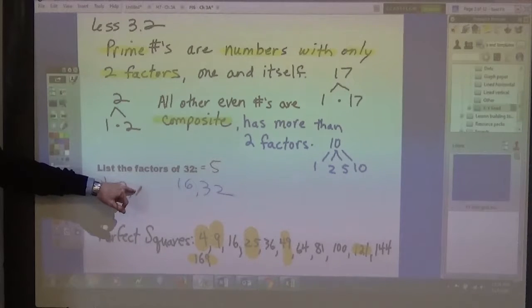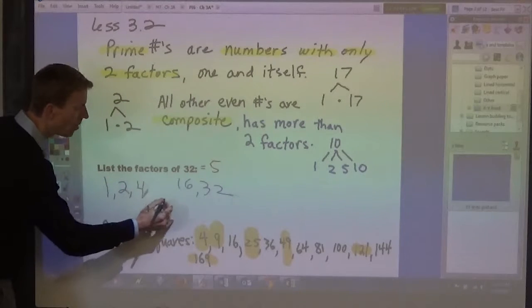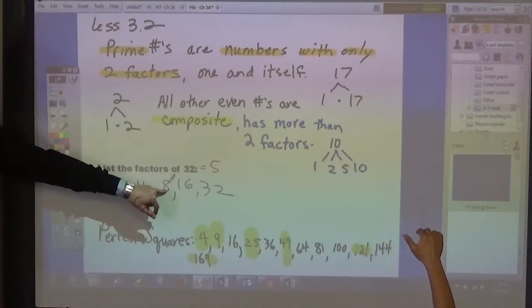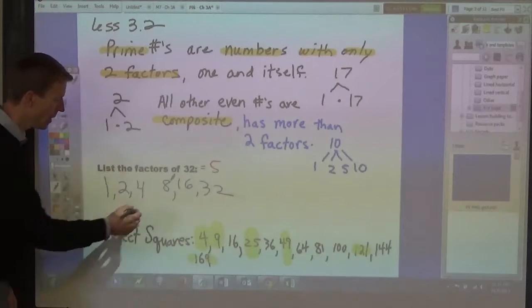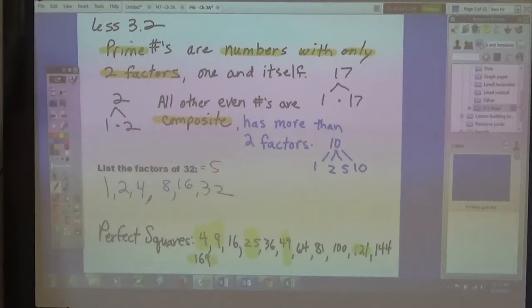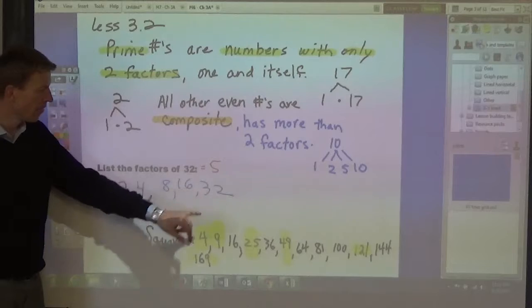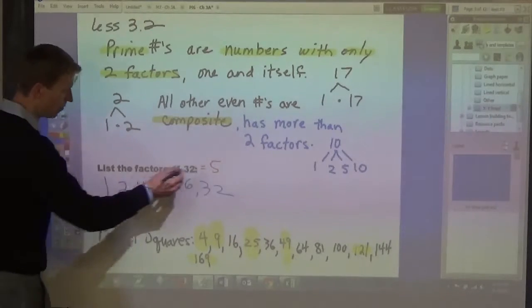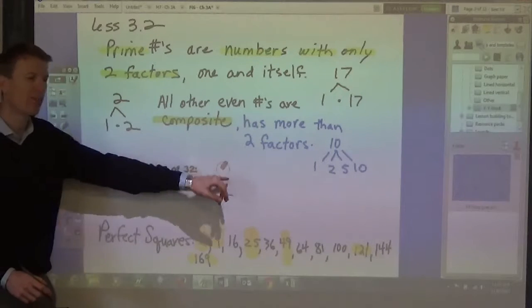So you don't have to write down 3. How about 4? Is 4 a factor? 4 and 8. 5, 6, 7, 8. And now, since you've gotten to the one that you've already listed, you have the full list. So, 1, 2, 4, 8, 16, and 32. Okay? 5 is not a factor, is it? I don't even know why that's written there. Oh, 3 plus 2 equals 5. That's right.